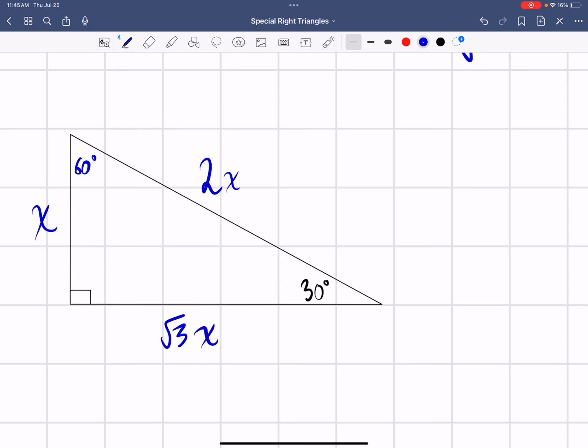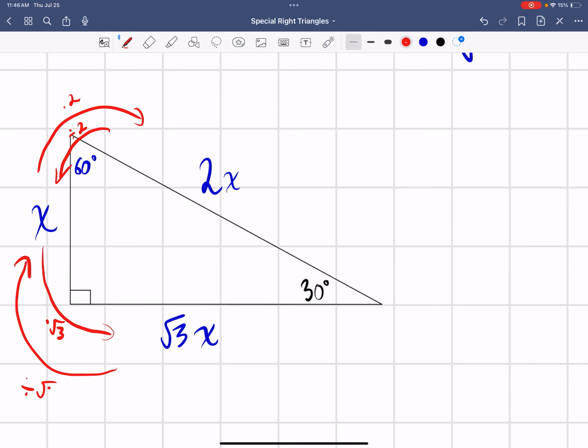Okay? And to summarize the relationships here, to go from the short leg to the hypotenuse, we just have to multiply by 2. But to go from the hypotenuse back to the short leg, well, that's the opposite, so we'll need to divide by 2. On the other hand, to go from the short leg to the long leg, we multiply by root 3. So to go backwards from the long leg to the short leg, we'll simply divide by root 3.